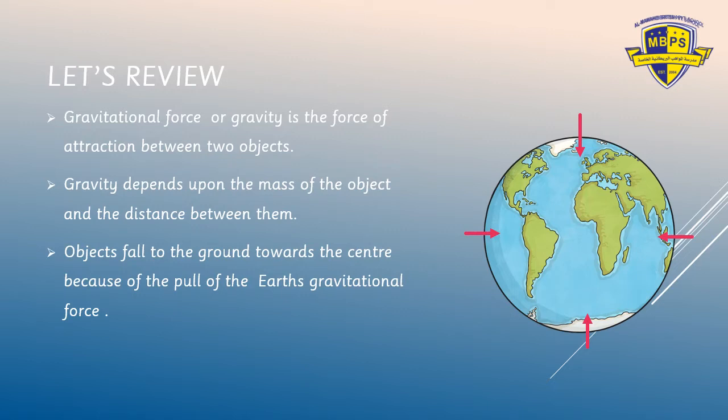Earth's gravity acts upon everything because Earth has a very big mass. Because we are very small compared to the Earth, we cannot exert any force on the Earth. The Earth pulls everything towards the center, and this is called the gravitational force of the Earth.